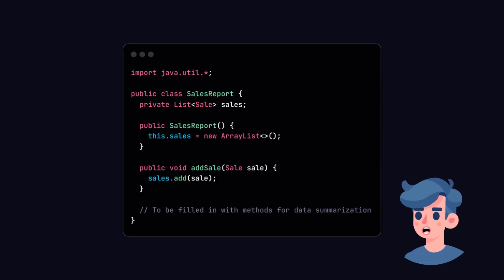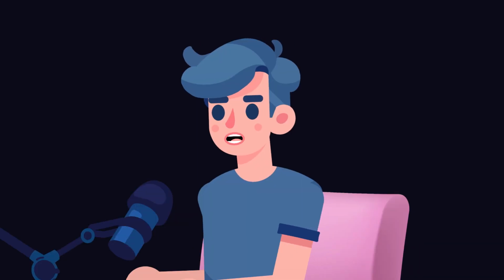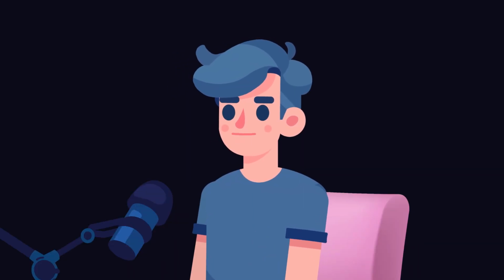Next, we'll create a SalesReport class that will contain our logic for generating the summary report. This class will have a list to hold our sales and methods to perform calculations. In the SalesReport class, we have a list that will contain sales records and a method addSale to add sales data to our list.